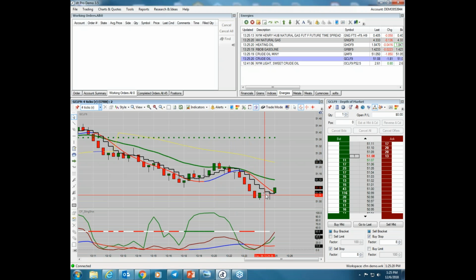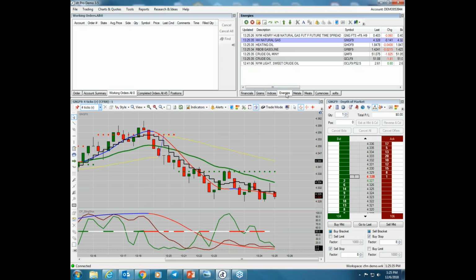Well, maybe it won't. It's a little bit flat here, but it's starting to do it now. Now we're going to have to make a new swing low. Look, we have a little double bottom here. It has to make a new swing low. So let's just abandon the crude right now.